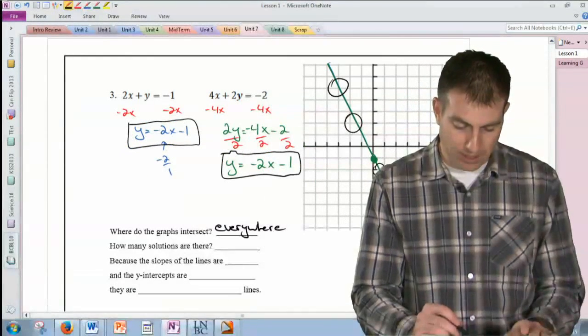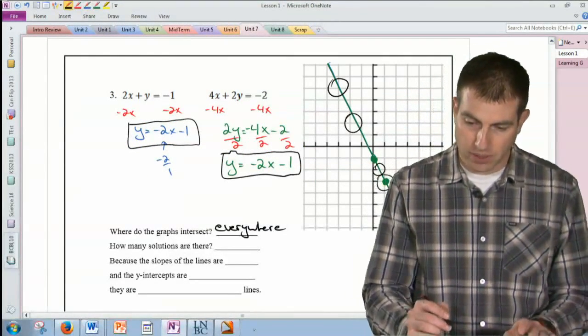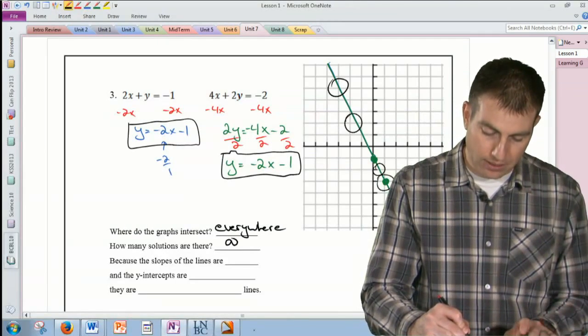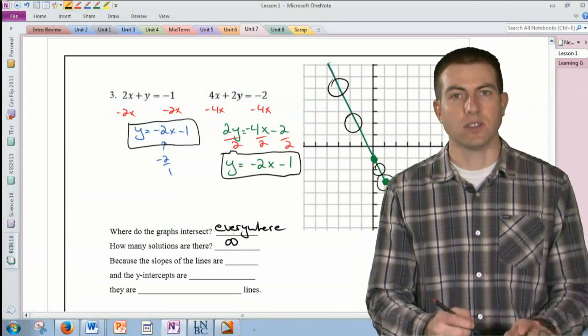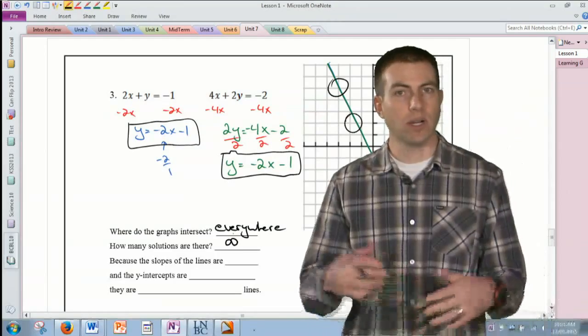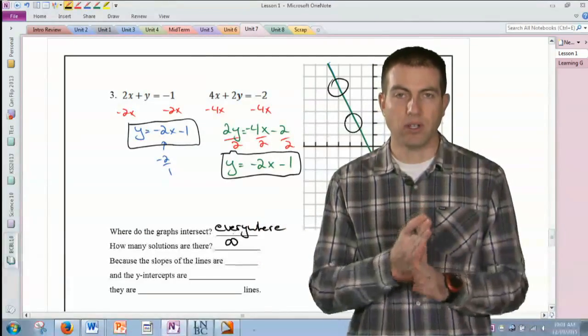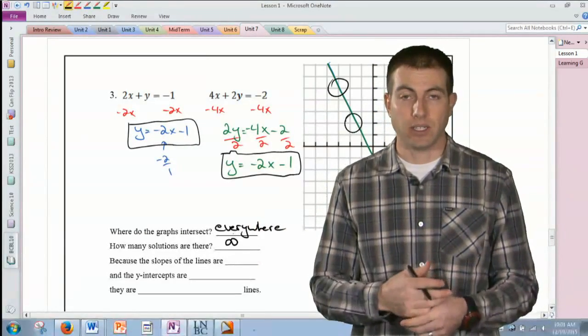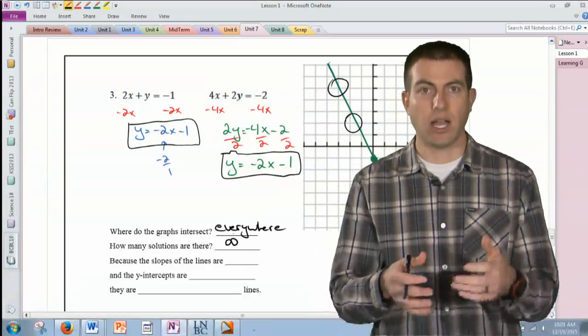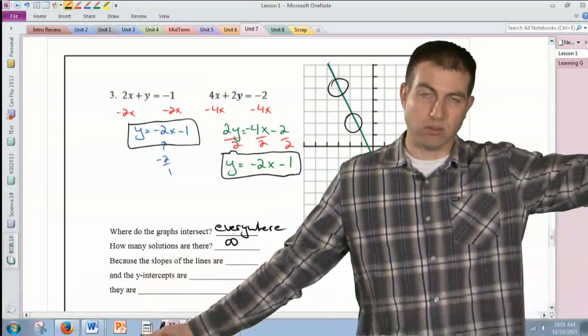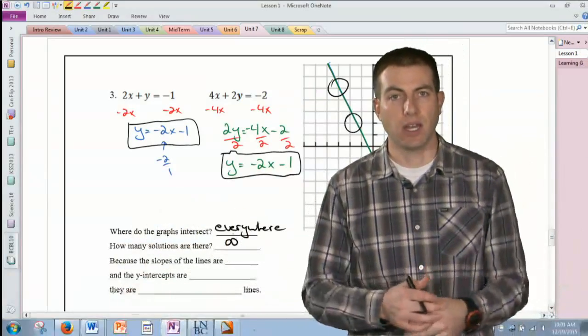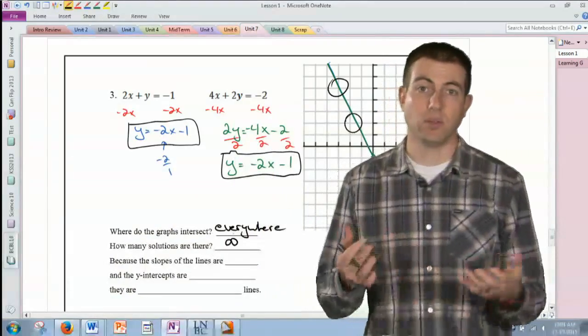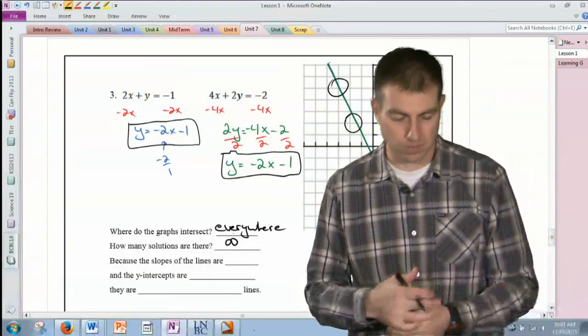And Abby's hit the nail on the head. There are exactly infinite solutions. No matter where you look, those lines are on top of one another. It's a solution. I could check on this little graph I have in front of me. I could go out to a million and check there. I could go out to a trillion and they'd still be on top of one another. So it's still a solution.